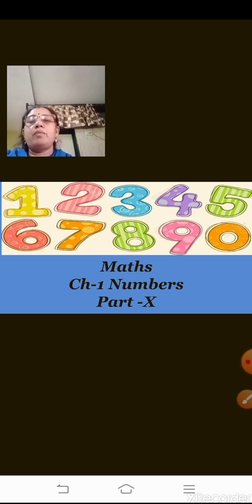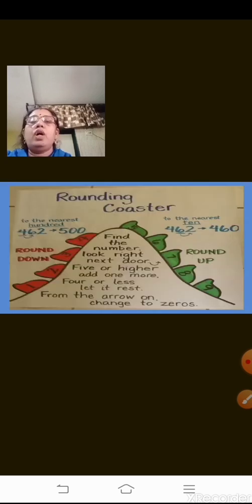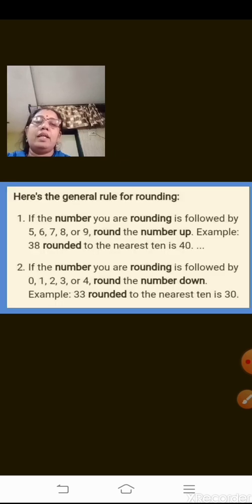We have almost come to the end of this chapter, and in the last class we have already studied how to round off a number to the nearest 10. Yes, now you all are aware of the general rule which we have to follow for rounding off a number. In the last class we have already studied some general rules which we have to follow while rounding off the number to 100 as well as 1000.